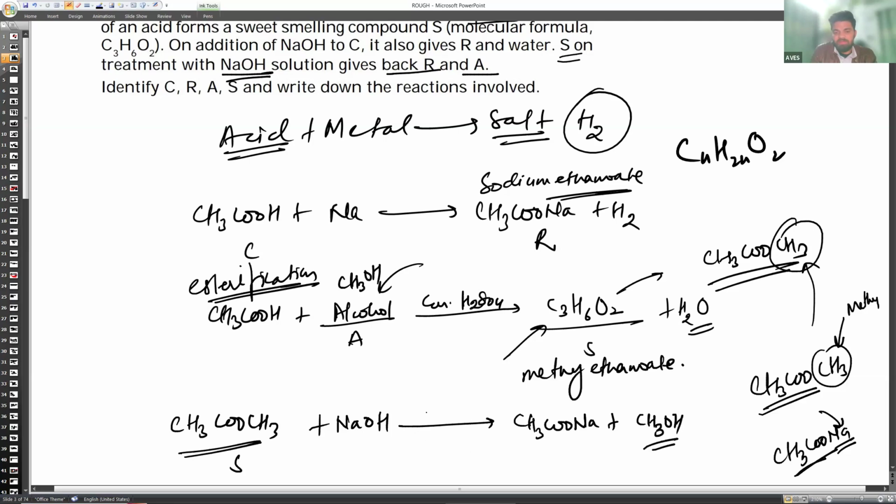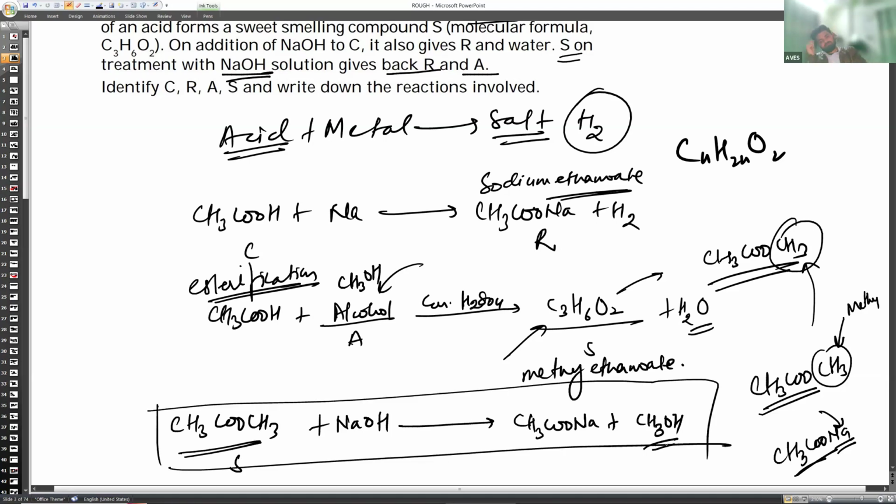So can you tell me what is the name given to this reaction? Saponification. Yes, saponification reaction. And this is the same reaction that we have. So keep in mind that in the saponification reaction, esters when reacting with NaOH will give you the respective alcohol plus the sodium salt of the carboxylic acid. Got it?